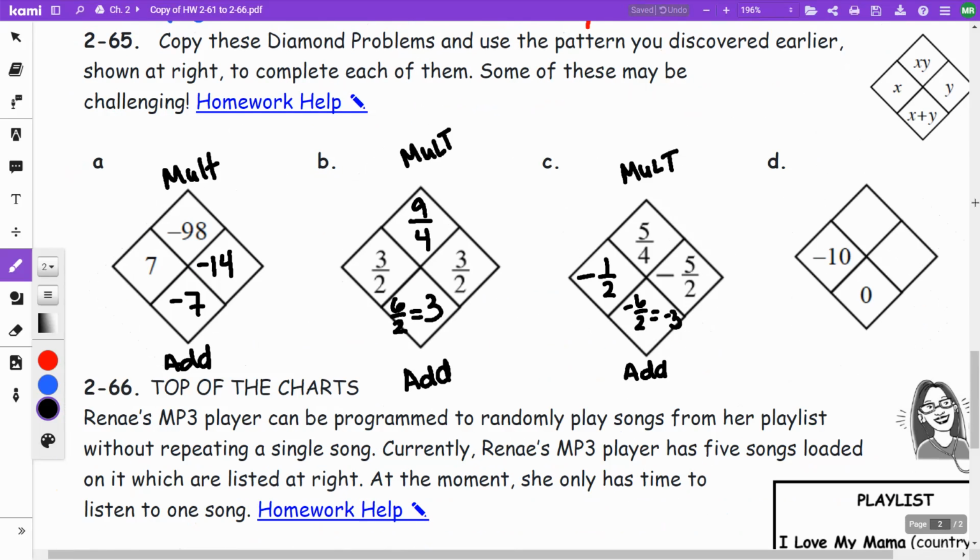On D, what can I add with negative 10 to get 0? That's going to be a positive 10. And when I multiply those, I'm going to get a negative 100. And let's take a look at the last problem, 66.